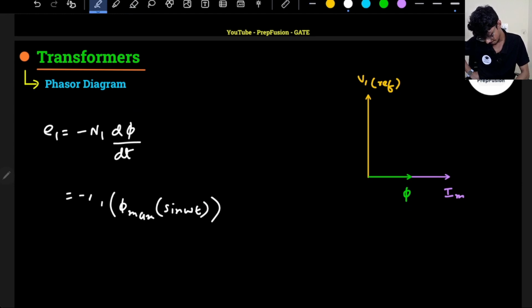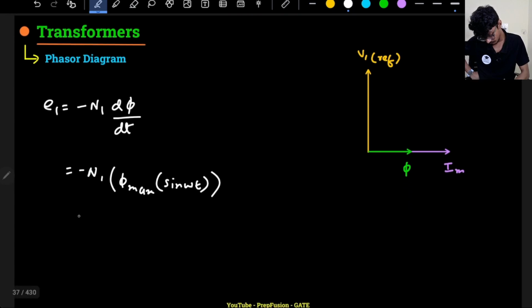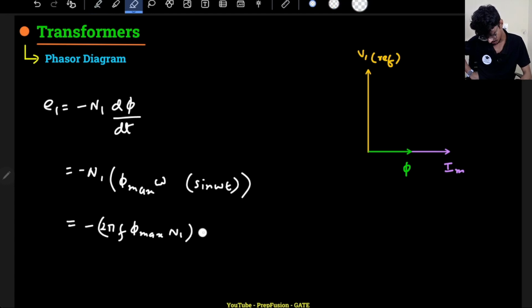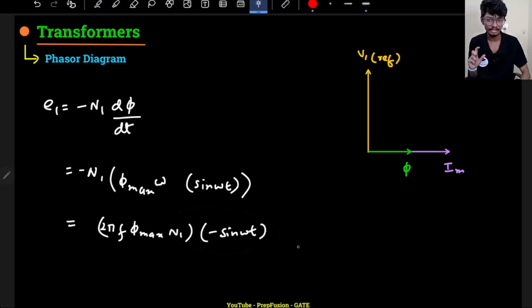So this will be equal to minus of N1 phi max. Sorry, omega also will be there, because I'm differentiating with respect to t. So this is basically 2 pi f phi max into N1 into sine of omega t. The minus sign is also there, so I can take it here: minus sine of omega t. So what is the phase relationship? It is minus of sine omega t.